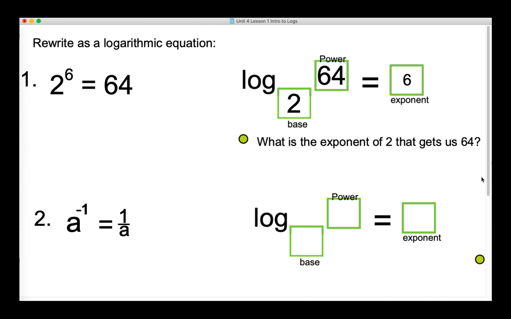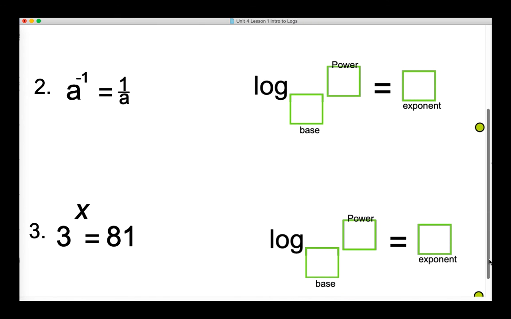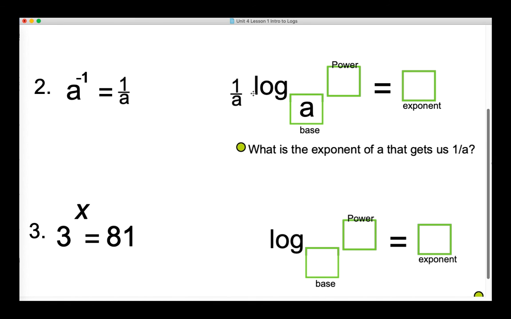All right, so let's go on to a more abstract one where we don't have actual numbers, but we have variables. So once again, this logarithmic is read as what is the exponent of a that gets us 1 over a? All right, so what is the exponent of a that gets us 1 over a? Well, the exponent is -1.